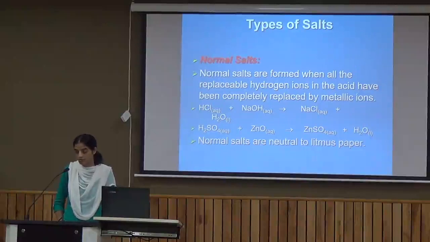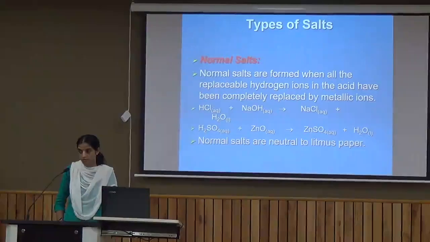Why do we call it a normal salt? Because HCl has only one replaceable hydrogen. This one replaceable hydrogen of HCl is replaced by, or exchanged with, sodium. So in HCl, H is replaced by Na, and the product formed is NaCl. So all the replaceable hydrogen of the acid is replaced by the metal ion. That is why it is an example of a normal salt.